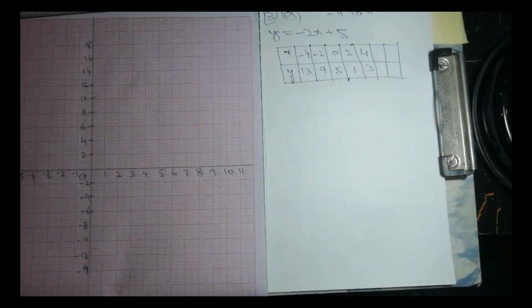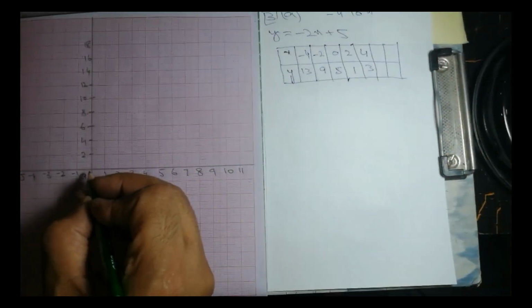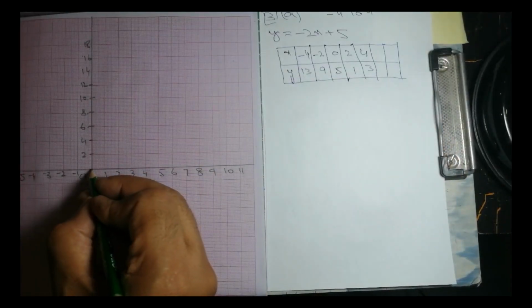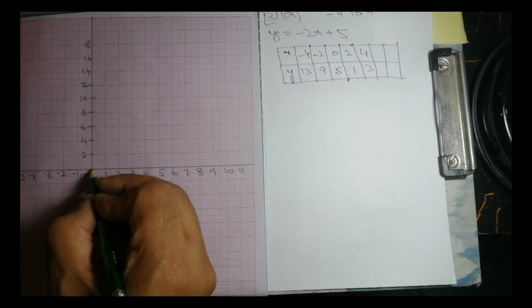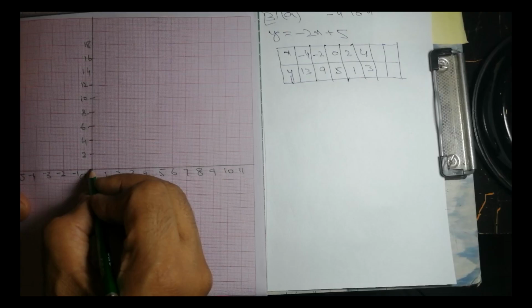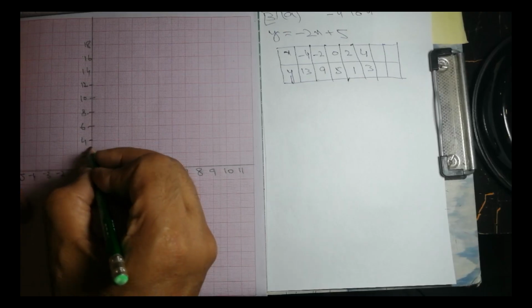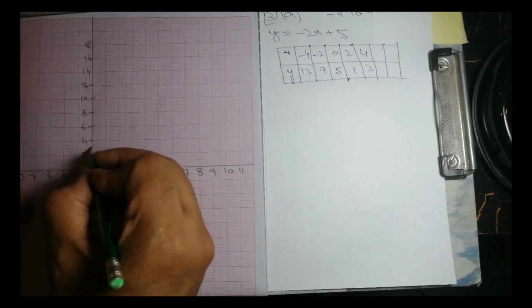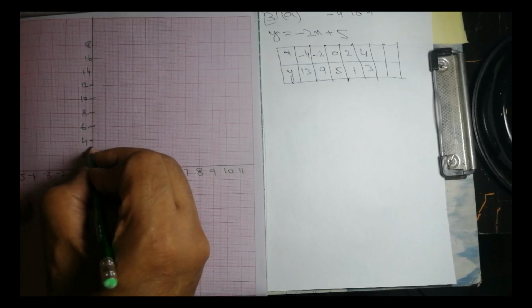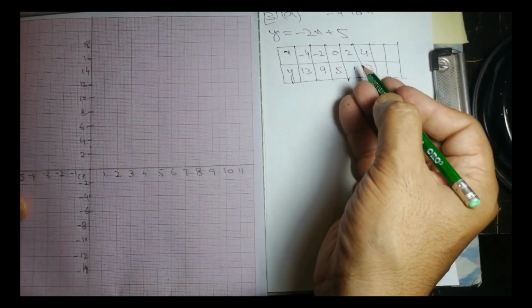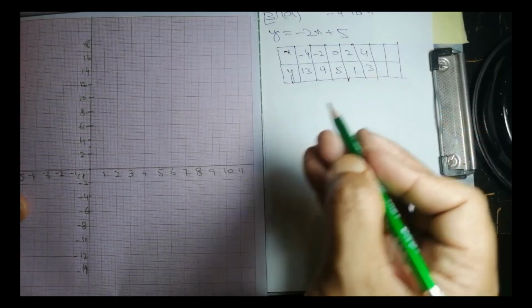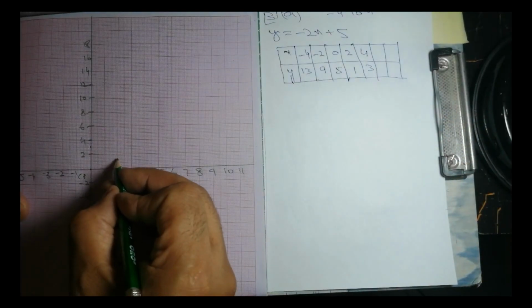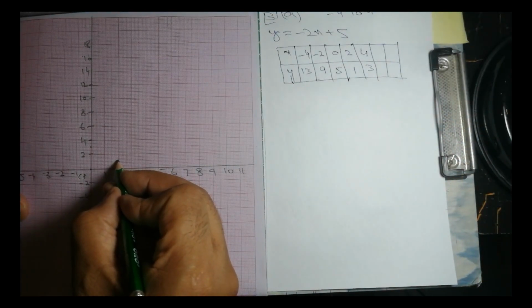So draw the point (0, 5). 0 means x is 0. x = 0 is here, the central point. Here both x and y are 0. And 5, y is 5, that is this point. And (2, 1): x is 2 and the value of y is 1. So 2 and 1 is in between, the central point 1.